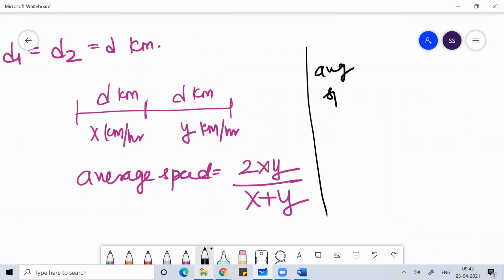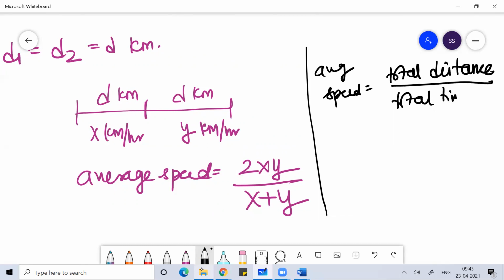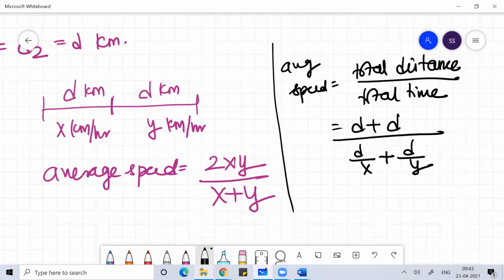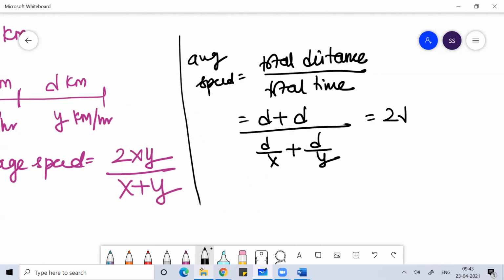You know the formula: average speed is total distance covered divided by total time taken. Suppose first you cover d kilometers, and again you cover d kilometers. The time for the first part will be d by x, and the time for the second part will be d by y. So you simply need to solve this. This is 2d divided by d times 1 by x plus 1 by y.